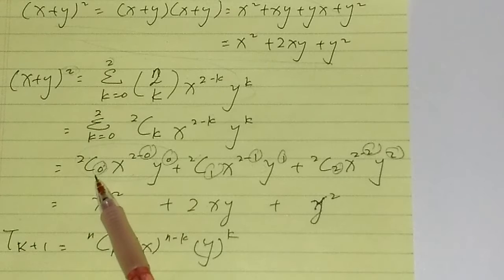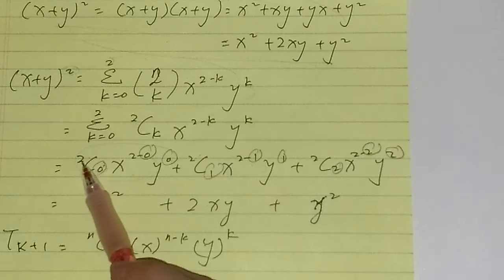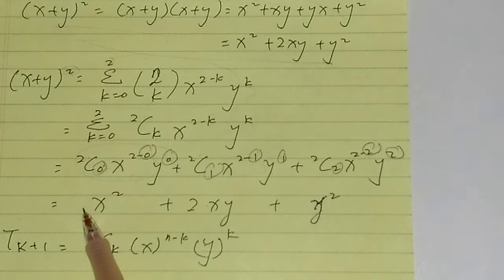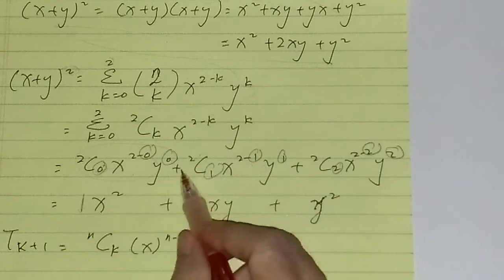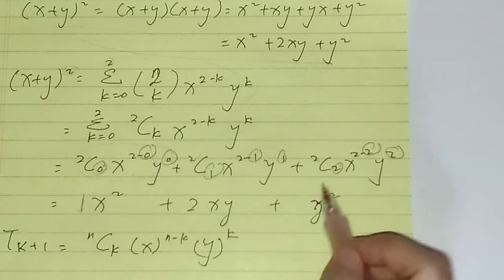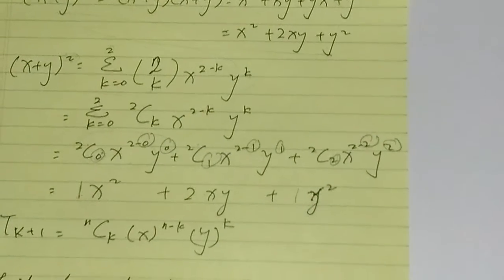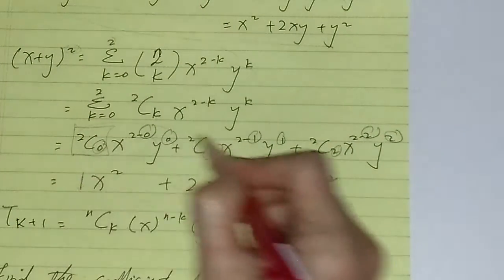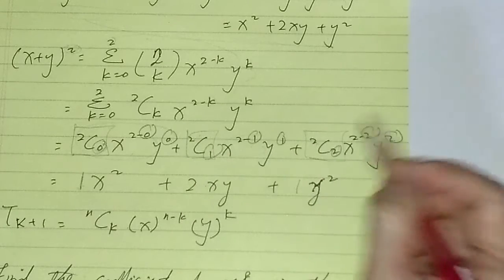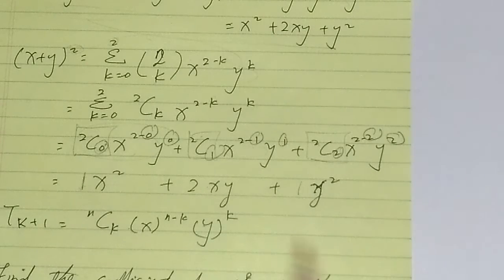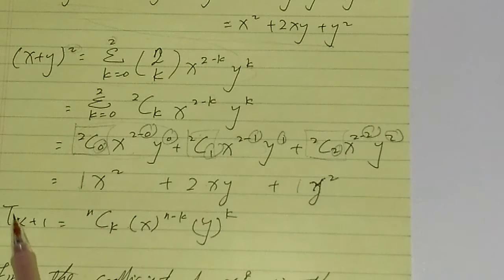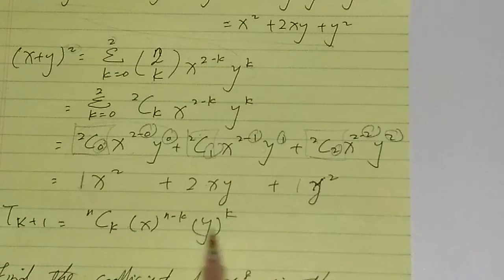2C0, you can use a calculator to work out. If not, you can also use the formula to work out. Sorry, it's 1, so the answer for this one is 1. And then 2C1 is 2. 2C2 is 1 as well. You can get these answers from a calculator if you want. If not, you can use the formula that I showed in my previous video. So this is what they call the k plus 1 term. This is the so-called formula for the binomial.